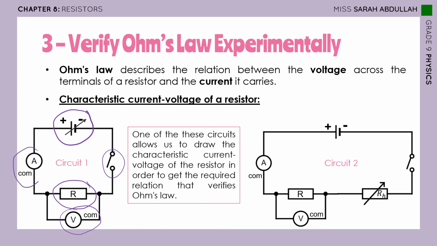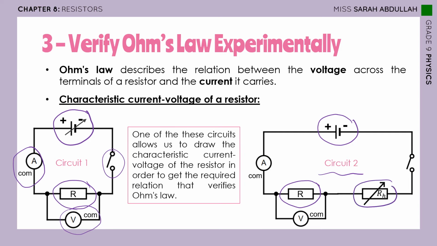And there is an ammeter in the circuit which reads the current that will be flowing through the resistor. Now, the second circuit that can be used as well consists of a dry cell, a resistor, and something called a rheostat.